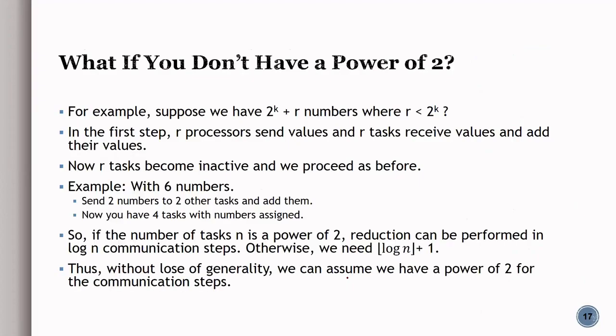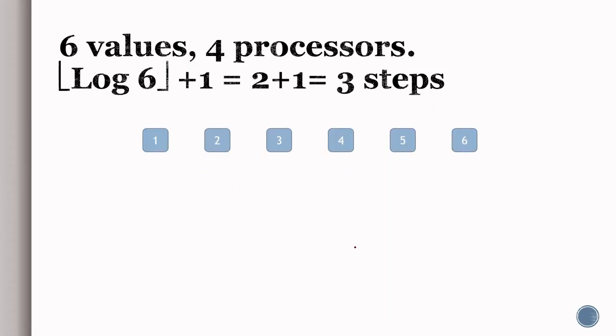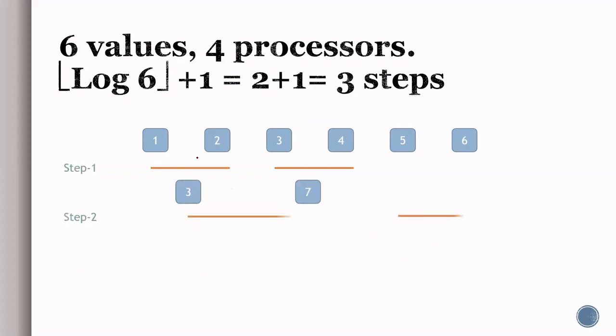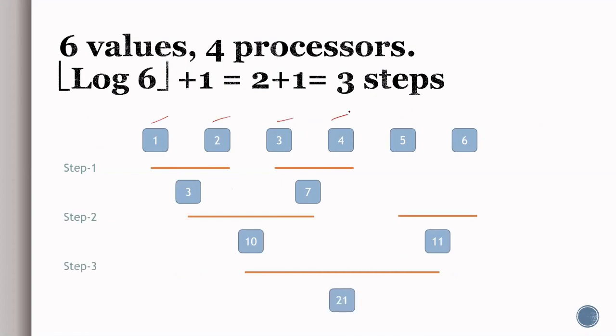So what if the number of elements is not a power of 2? Let's take an example and evaluate the time required. We have 6 elements, which is not a power of 2, and 4 different processes. So the initial step assigns the 4 values to 4 different processes. You can see these are the 4 processes.